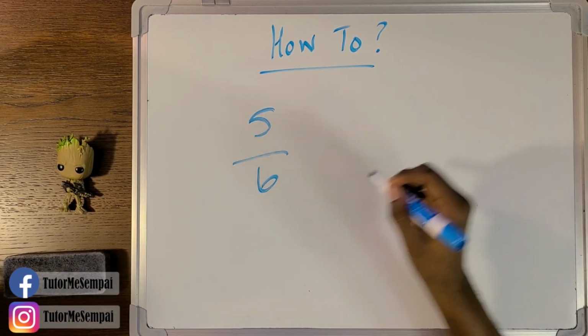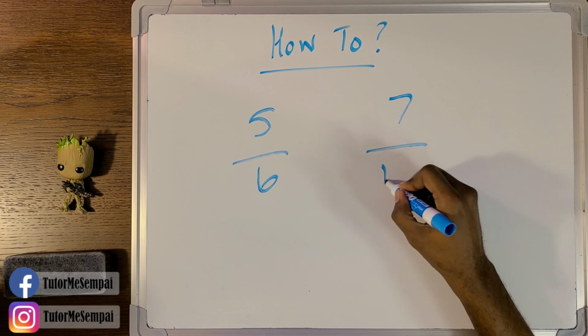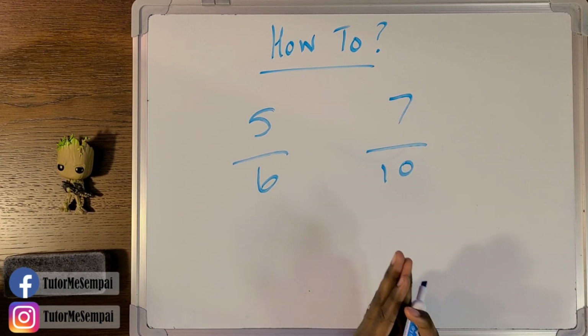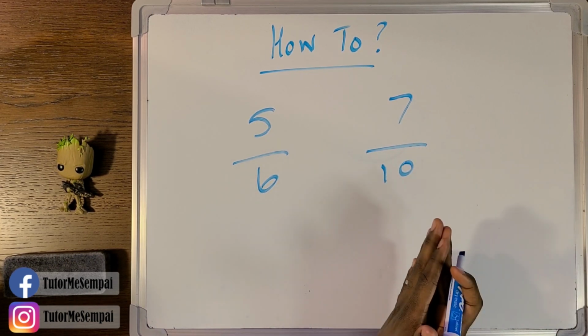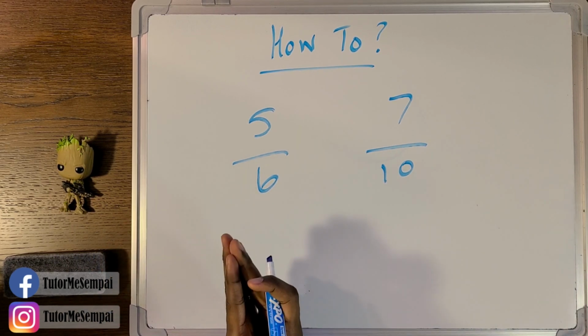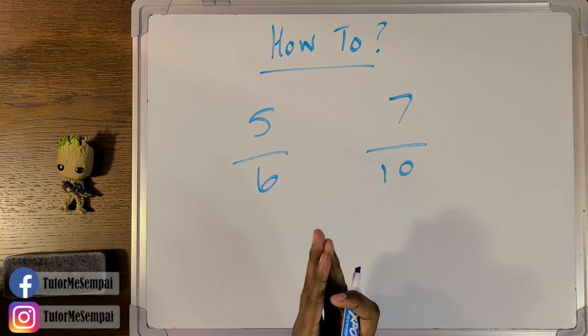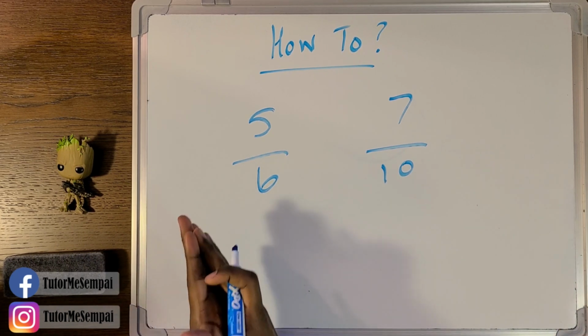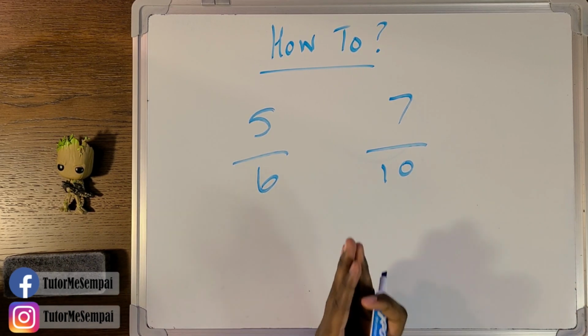5 over 6 and let's say 7 over 10. Could you easily tell me which of these two fractions is going to be bigger? Comparing two fractions is not always as straightforward as comparing the numbers that you're used to. However, just because it's not as straightforward doesn't mean it has to be difficult.